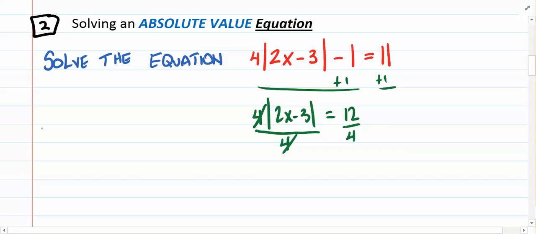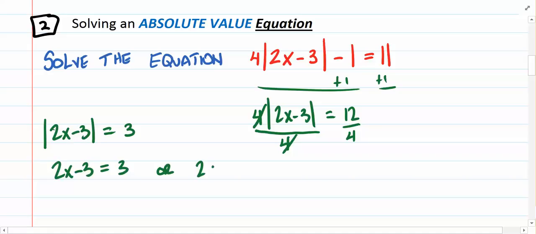I will get the absolute value of 2x minus 3 is now equal to 12 divided by 4, of course, is worth 3. At this point, I can now solve for the absolute value by setting up 2 simultaneous equations. Because the absolute value of whatever's inside the bars could be positive or negative 3, we set up 2 equations. We set up 2x minus 3 is equal to 3, or we set up 2x minus 3 is equal to the negative of 3, because absolute value could be 2 different locations. And then we solve each one independently.